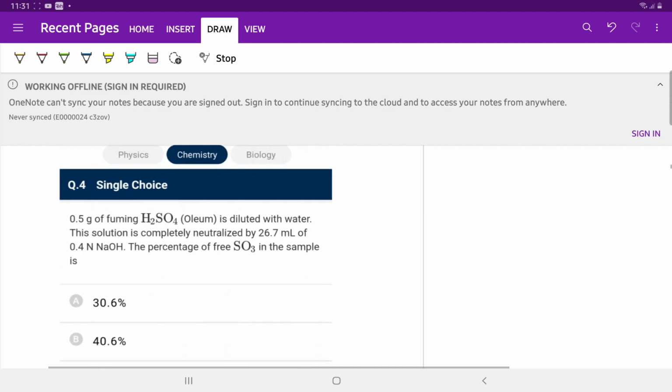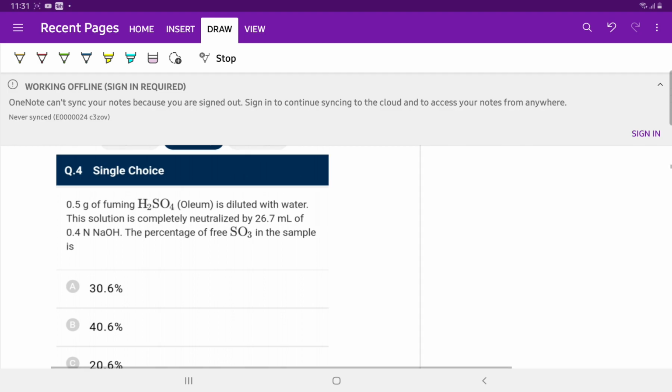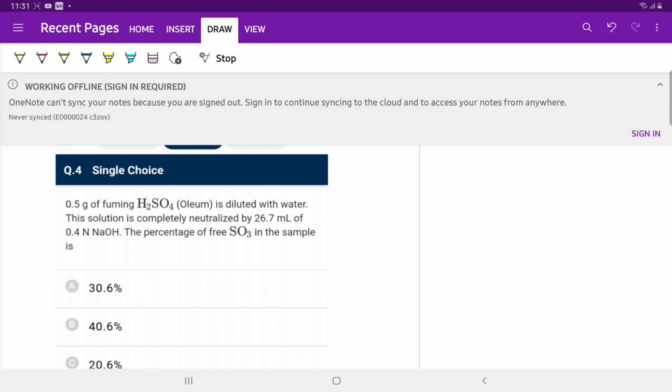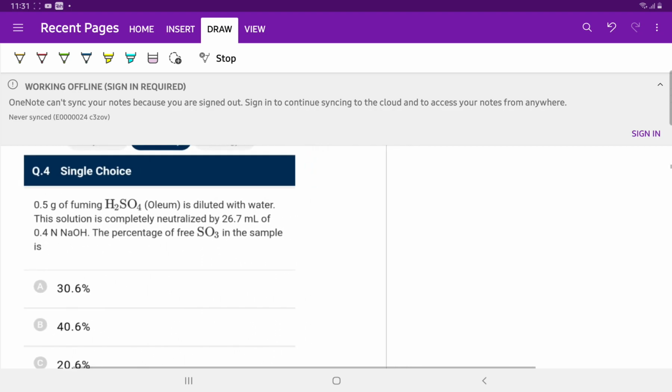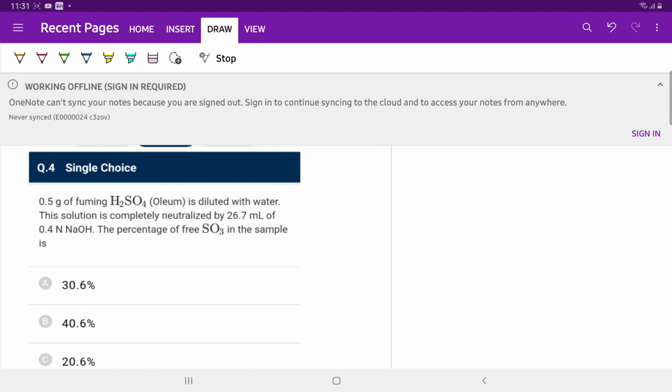Question number 4. 0.5 gram of fuming H2SO4 is diluted with water. This solution is completely neutralized by 26.7 ml of 0.4 normal NaOH. The percentage of SO3 in the sample is? Fuming sulfuric acid is a mixture of H2SO4 and SO3. So we know very well that milliequivalents of H2SO4 plus milliequivalents of SO3 is equal to milliequivalents of NaOH.